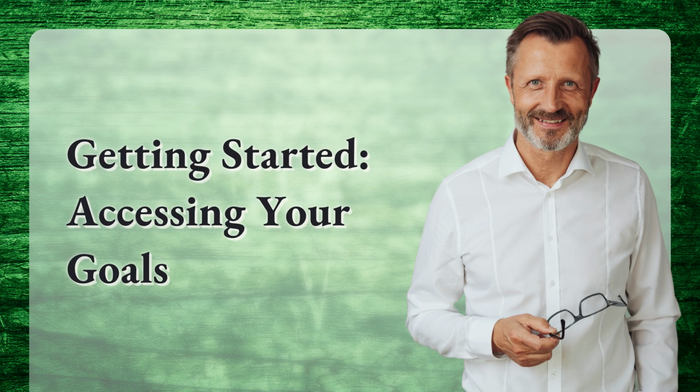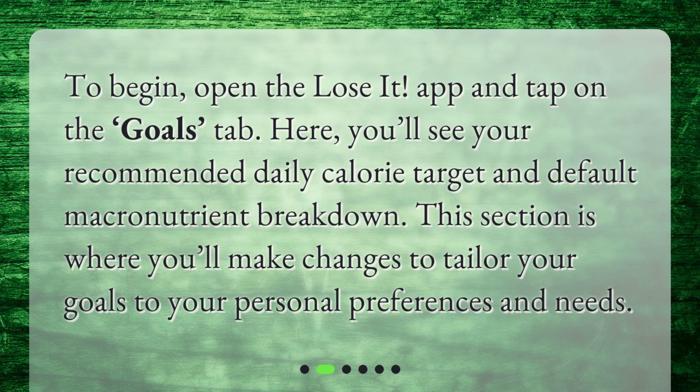Getting started, accessing your goals. To begin, open the Lose It app and tap on the Goals tab. Here, you'll see your recommended daily calorie target and default macronutrient breakdown. This section is where you'll make changes to tailor your goals to your personal preferences and needs.